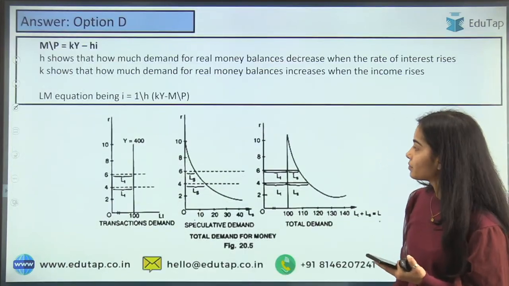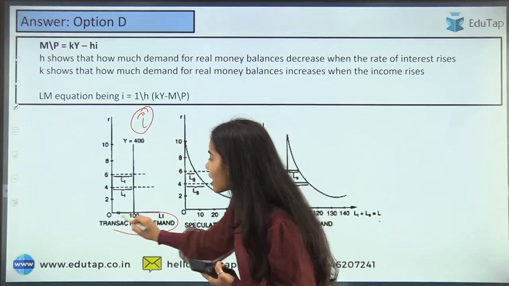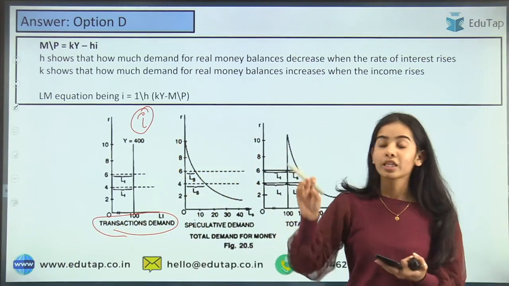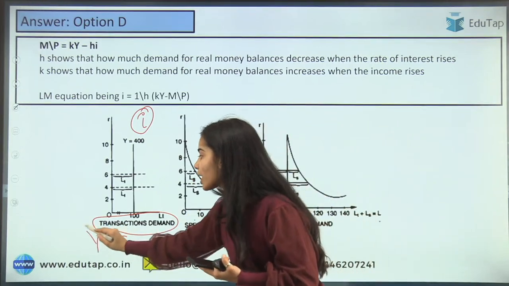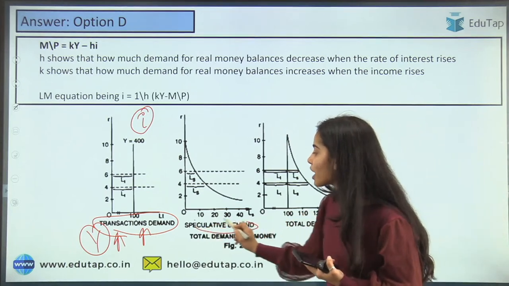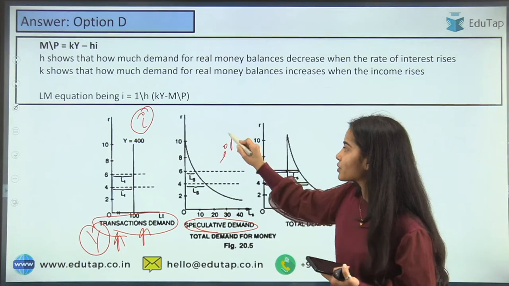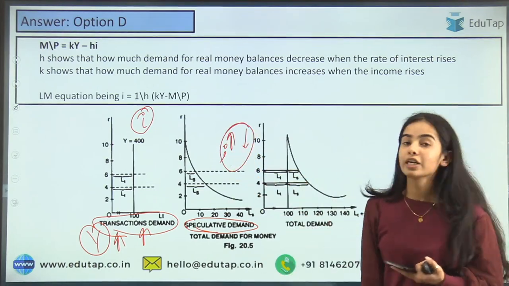So here you can see that the interest rate and the transactions demand motive have no relation. The transaction demand is related to income, and when income increases, transaction demand for money increases. Speculative demand for money has an inverse relation with the interest rate. When the interest rate increases, speculative demand for money reduces.